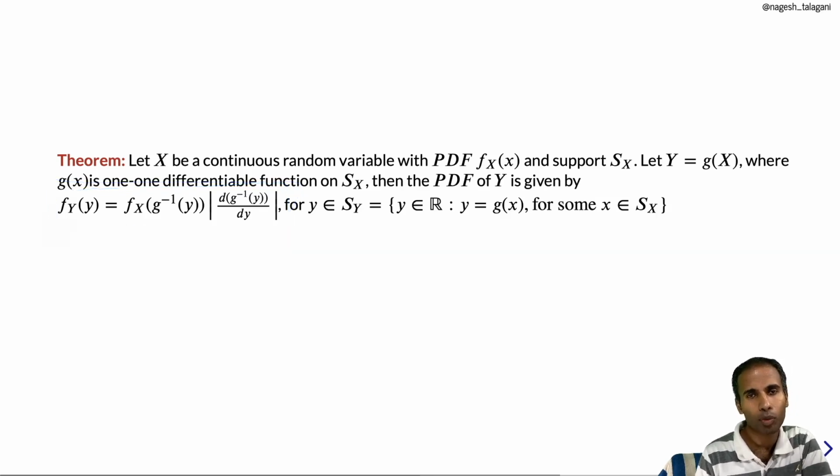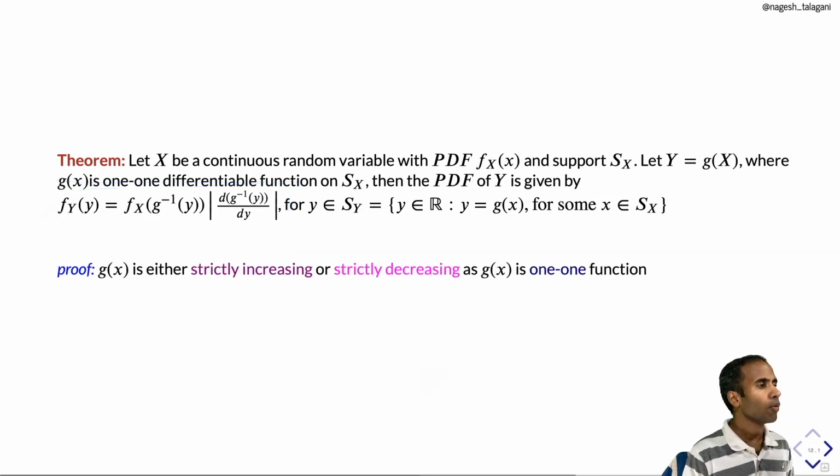Let's prove this. Proof. Here g is a one-to-one function, which means g should be either strictly increasing or strictly decreasing. So we are going to show it in two cases. In both cases, we first find the CDF of Y, then we differentiate it to get the PDF of Y.